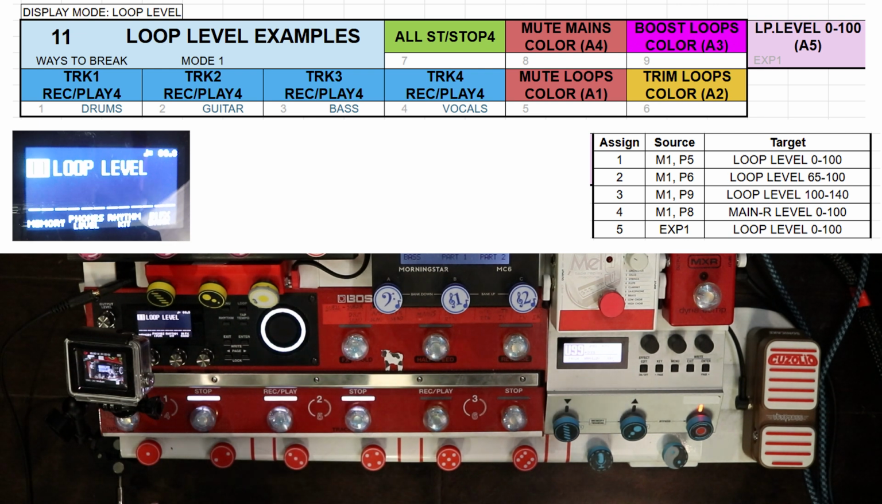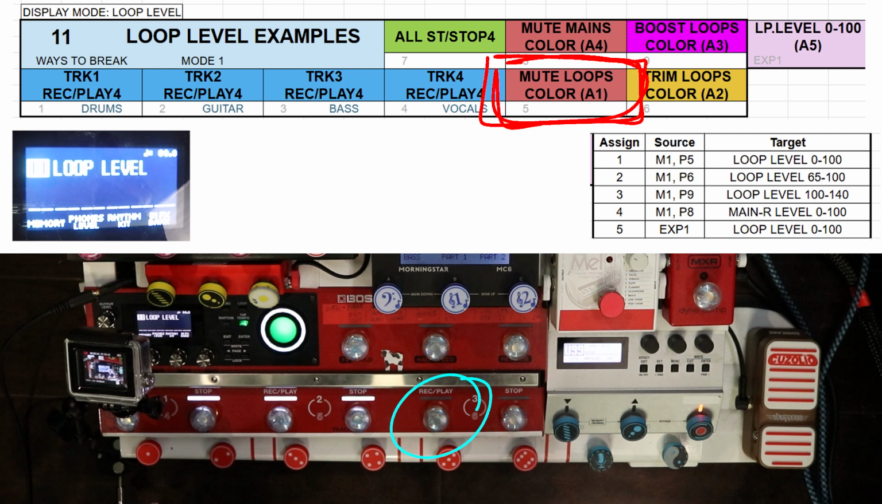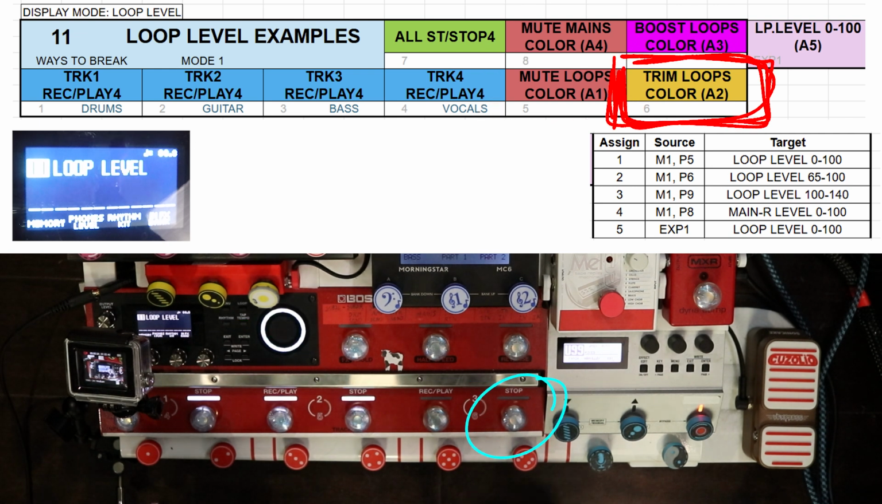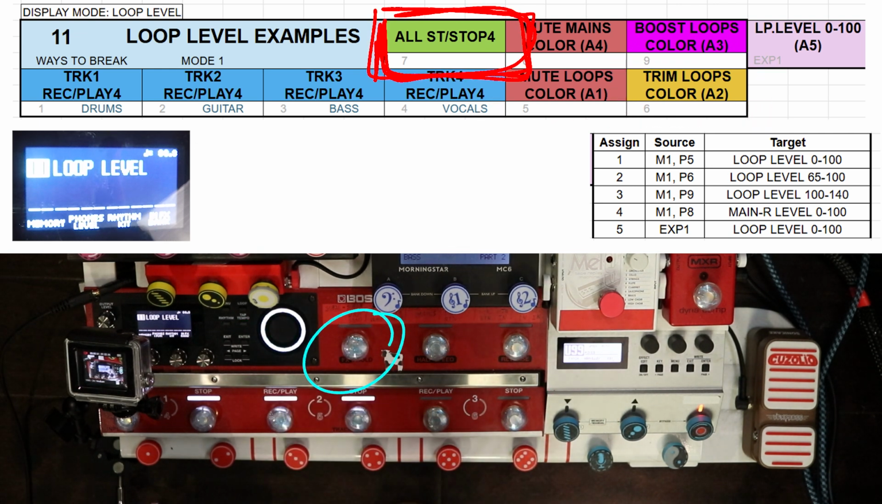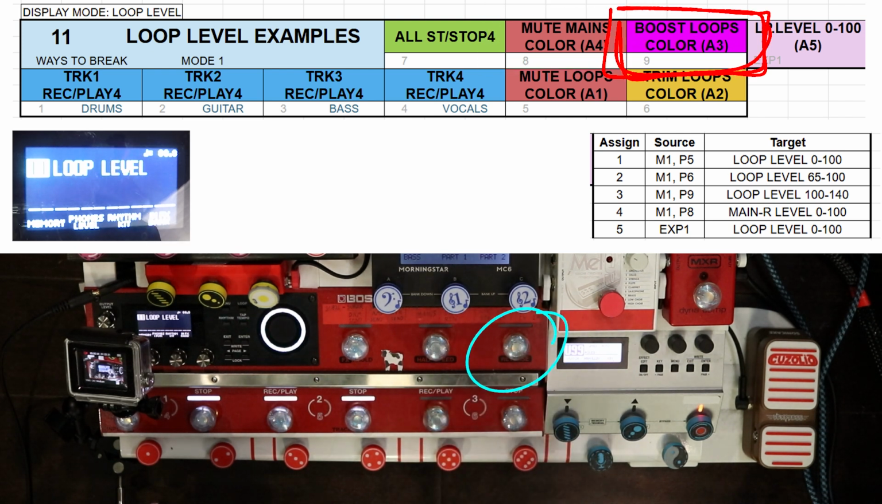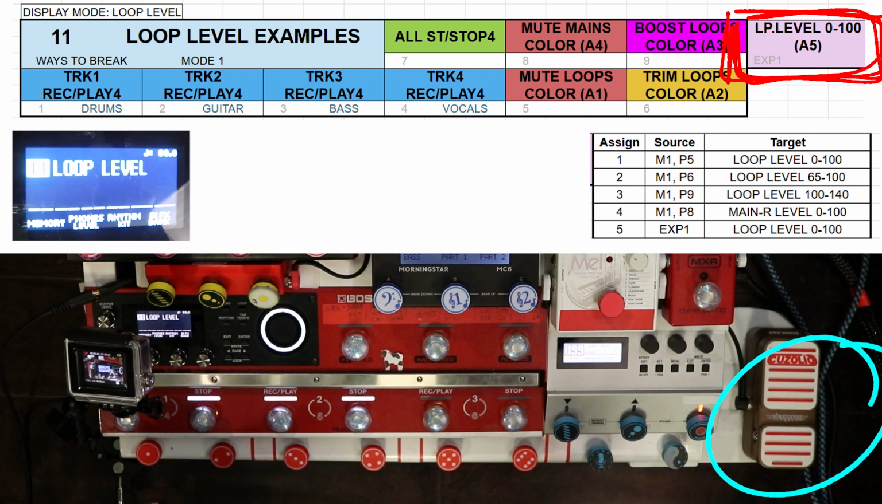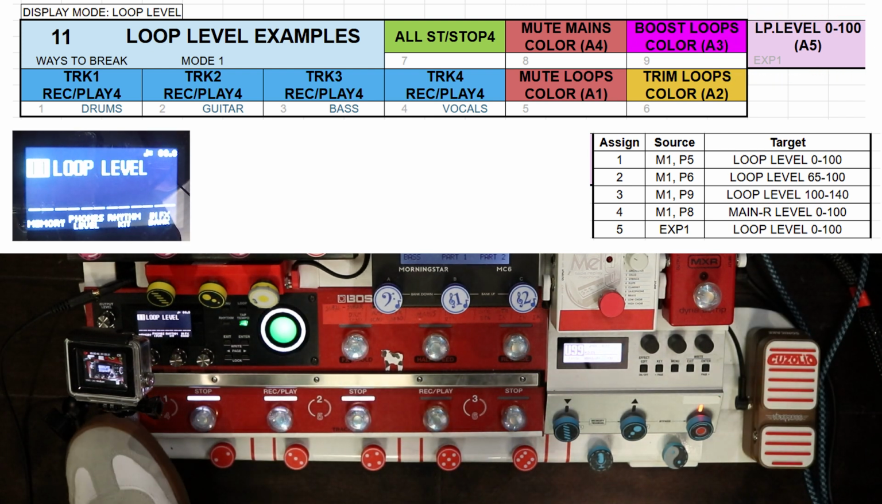All right, so I set up an example mode for you that shows the difference between all these things. You can see at the top of your screen, we've got tracks 1 through 4 on buttons 1 through 4. I've got a mute loops on 5, a trim loops on 6. All start stop is there. Muting the mains is right here. And boosting is right there. I also have my expression pedals set up over here. Just to give an example, I've got drums on the first one.